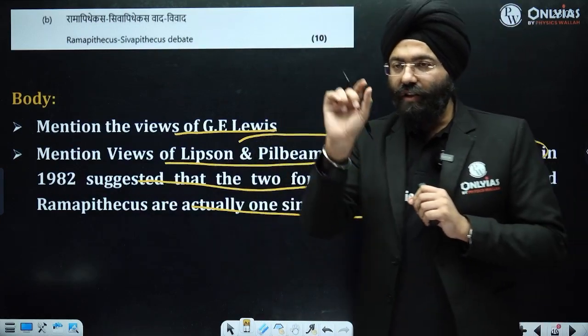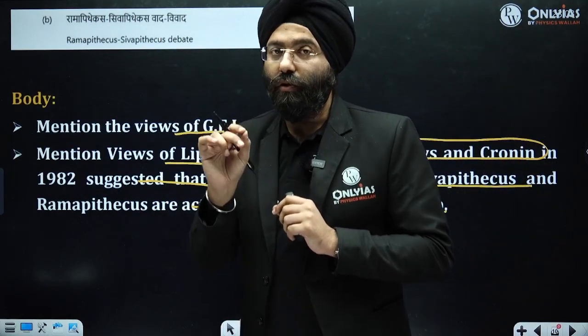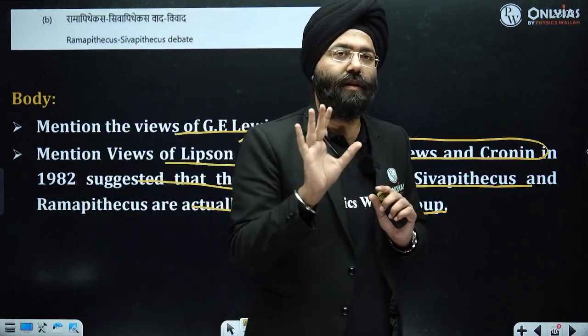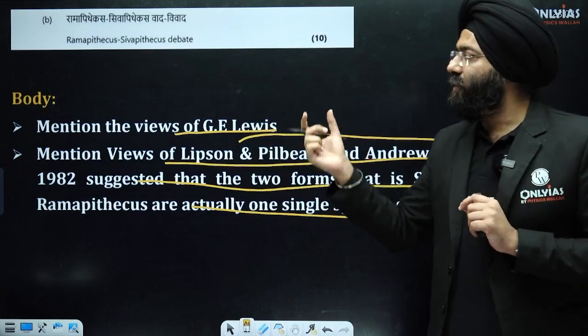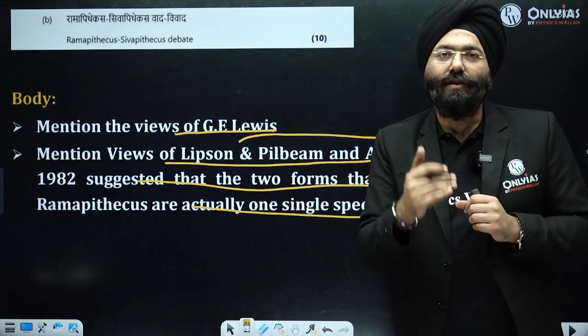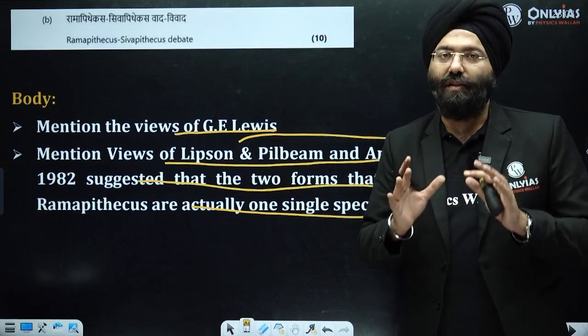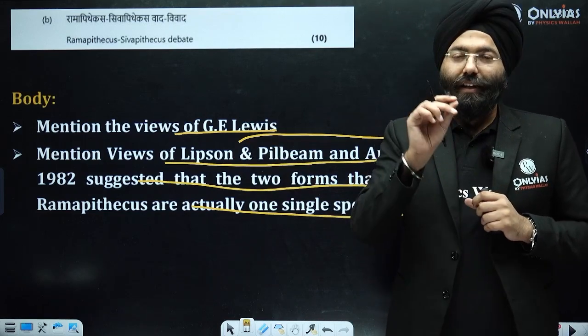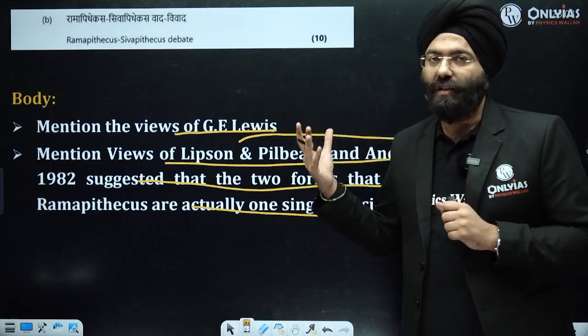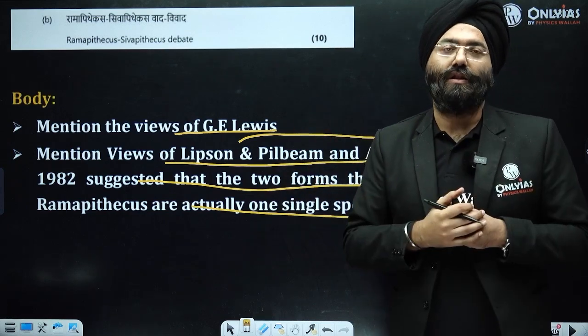And obviously, when we study the phylogenetic status, when we're drawing the chart also, we see there are certain issues there. So we can discuss that controversy. That is not a big thing. The debate is there. But mentioning the view of G.E. Lewis and Lipson and Pilbeam adds 1 to 1.5 marks to your answer. Again, I'm telling you, these are very important points that you need to mention. These are certain standard thinkers that should be mentioned in your answers.